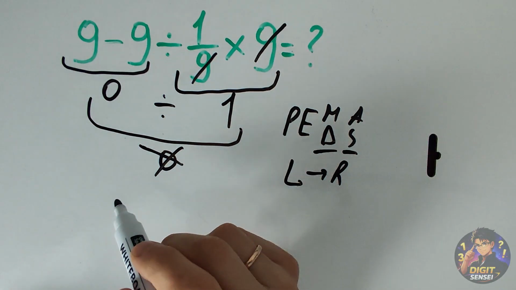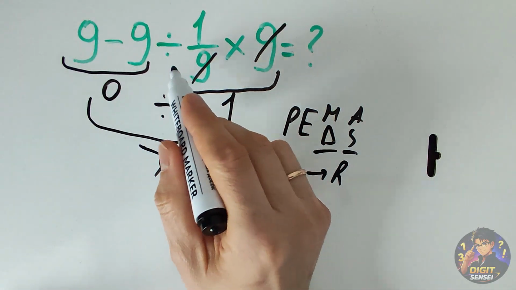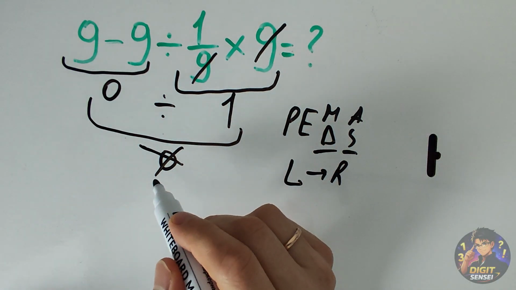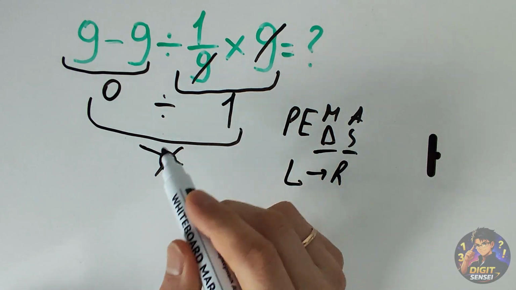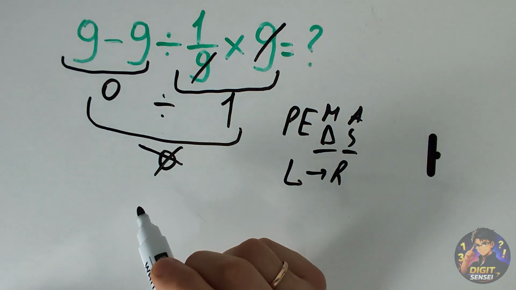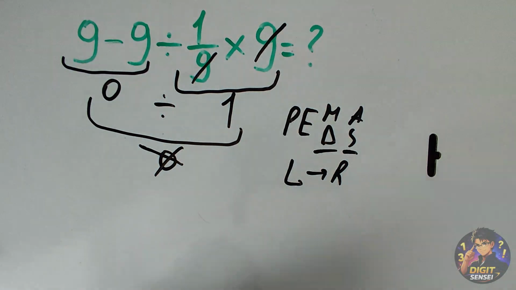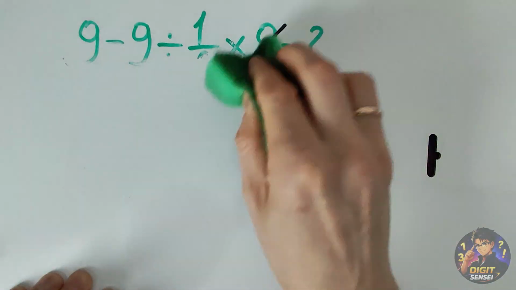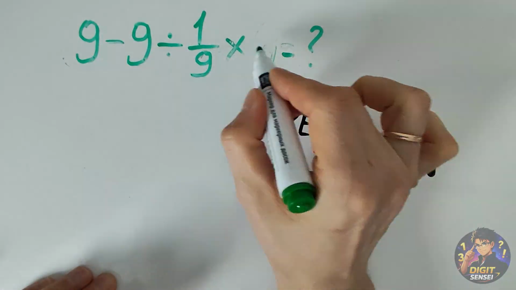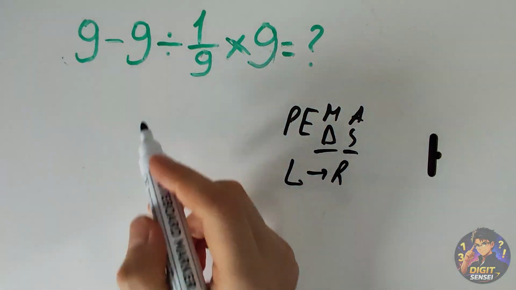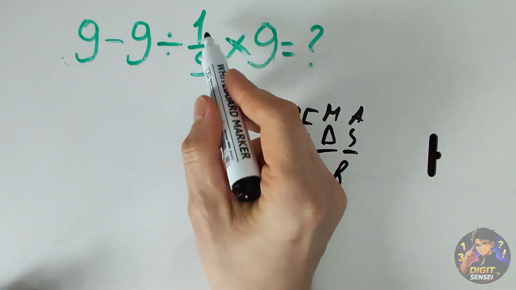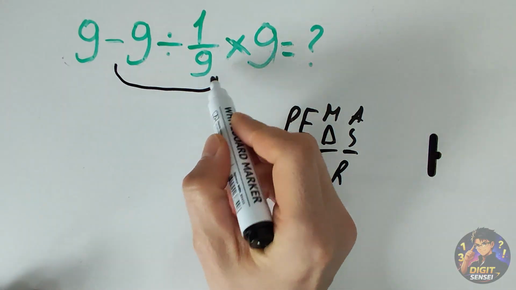If we do this subtraction before this multiplication, and if we do this multiplication before this division, it is wrong. So first we have to do this division, 9 divided by 1 over 9.